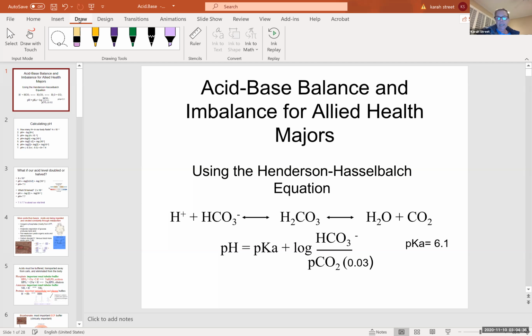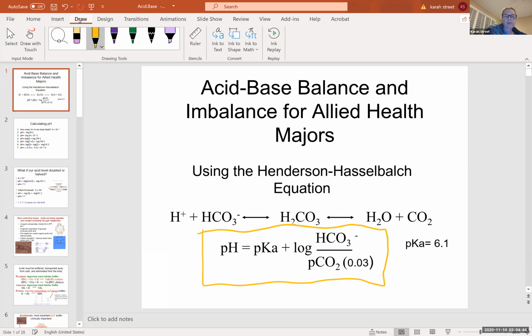So first thing with this lecture, you will need to know and memorize, this will be your responsibility, this equation. And this is a pH equation, unlike your standard where pH is the inverse log of the hydrogen ion concentration. This pH equation deals with buffer systems.